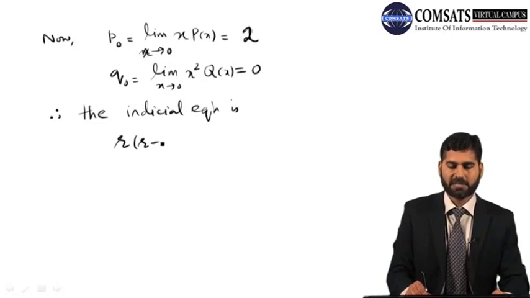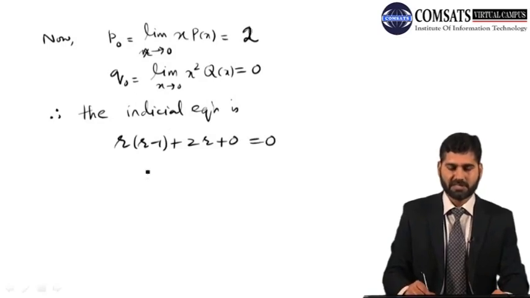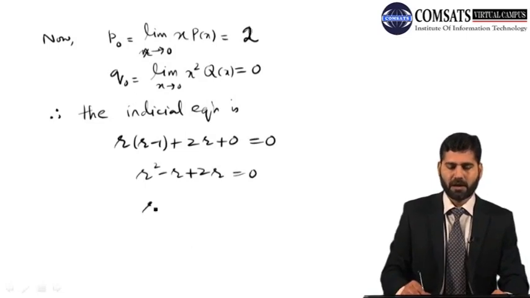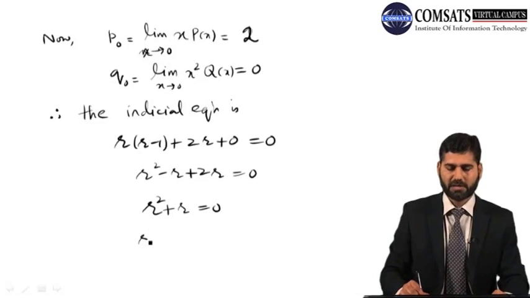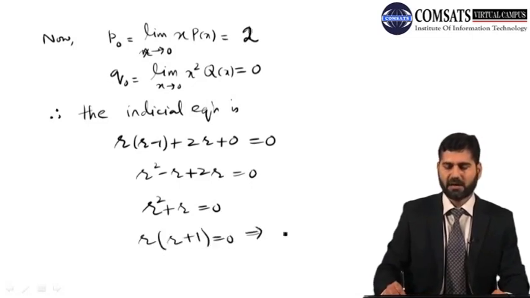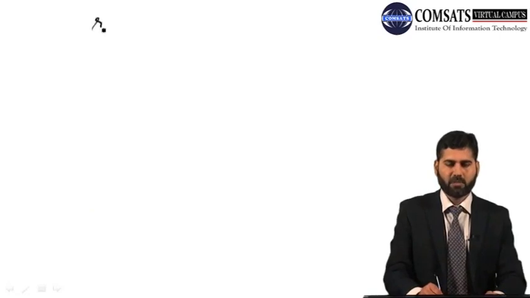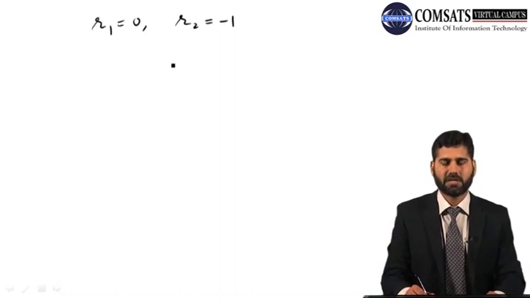r times (r minus 1) plus p naught r, which is 2r, plus q naught is equal to 0. So this is r square minus r plus 2r is equal to 0. r square plus r is equal to 0. r times (r plus 1) is equal to 0. So this implies r is equal to 0 and negative 1. So we say R1 is equal to 0 and R2 is equal to -1.